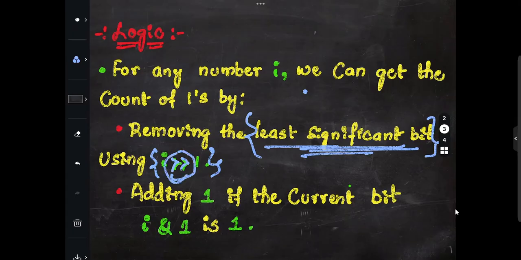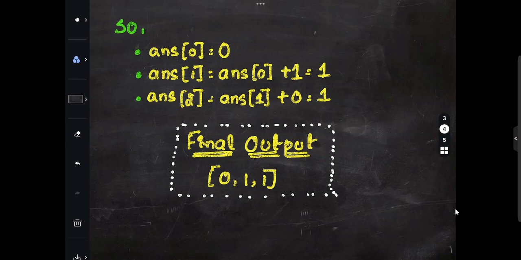the double right shift operator, right? So we will add 1 if it is the current bit, right? So I ampersand 1 is 1. We know this one, we are going with the AND operator here, right? I ampersand 1 is 1 in this case. So here what we get, answer of 0, quite obviously it is 0.